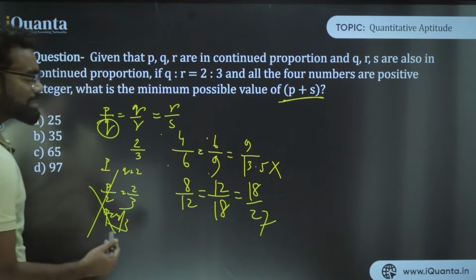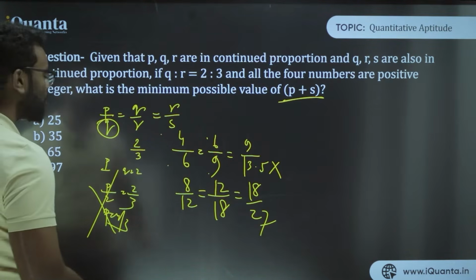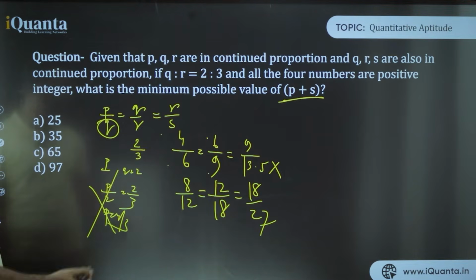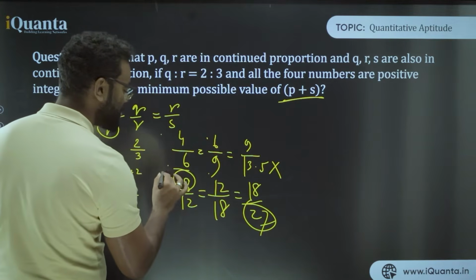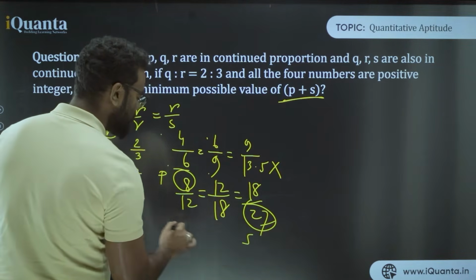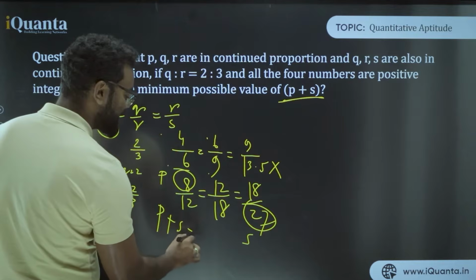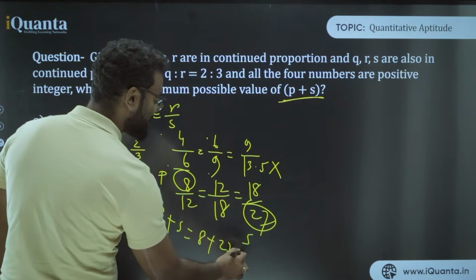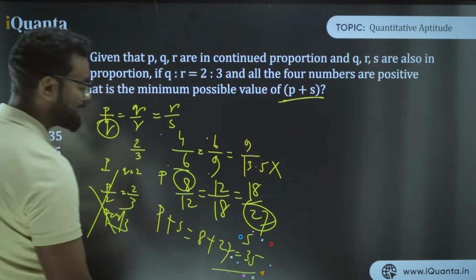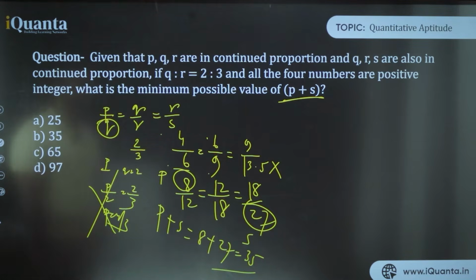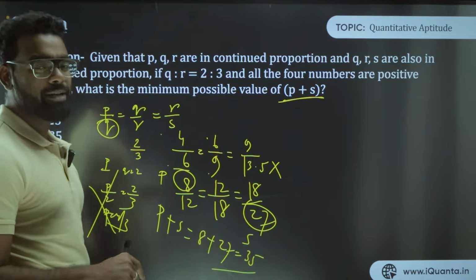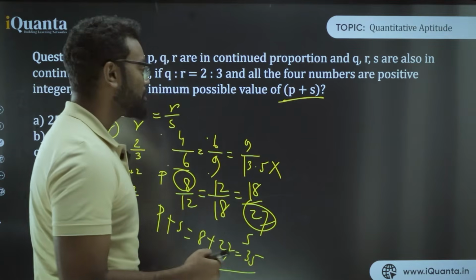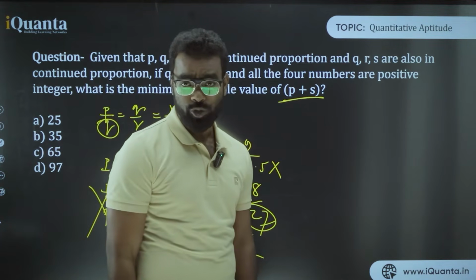Now you can see all of these are in their basic form, and all of them are positive numbers. So what are the values of P and S? This is P and this is S. So what is the minimum value of P plus S? That is 8 plus 27, which is 35. So do whatever you need to do, and go on multiplying just to make these positive numbers. This is how we can solve this type of question. I hope all of you have understood this.